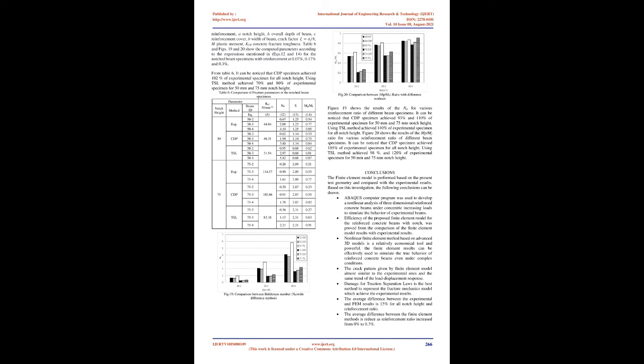Figure 19 shows the results of the NP for various reinforcement ratio of different beam specimens. It can be noticed that CDP specimen achieved 93% and 110% of experimental specimen for 50 mm and 75 mm notch height. Using TSL method achieved 140% of experimental specimen for all notch height.